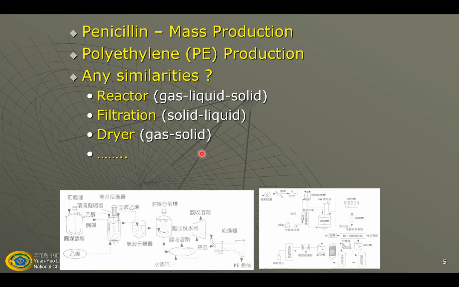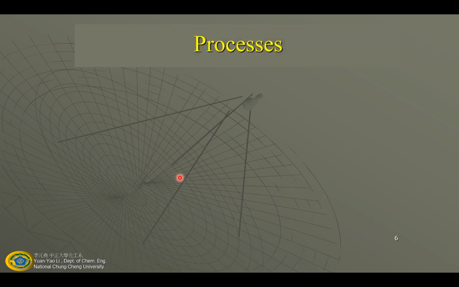They all have dryers. In the lectures of chemical engineering, you will learn how to design the reactor, how to design the filter, how to design the dryer for different applications like penicillin production or polyethylene production, right? So what you need to learn is processes, many processes, and you combine these processes together.